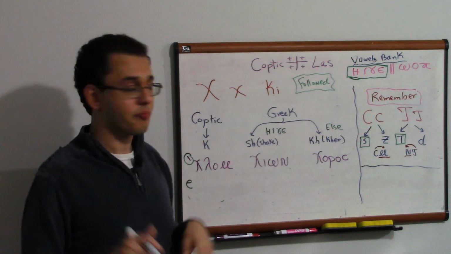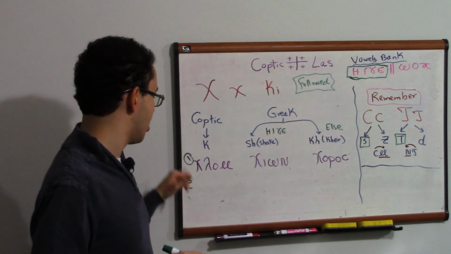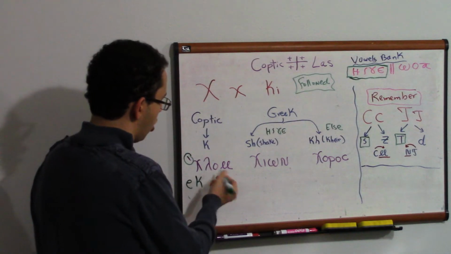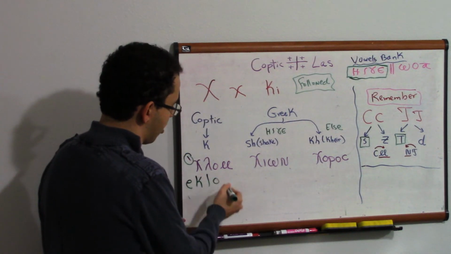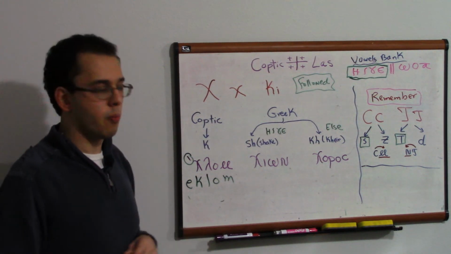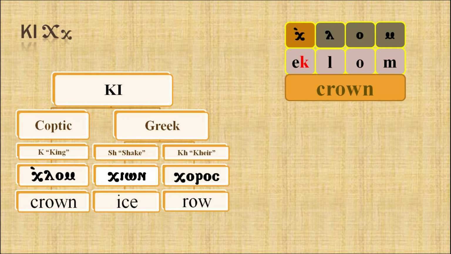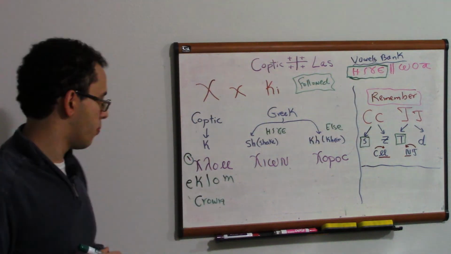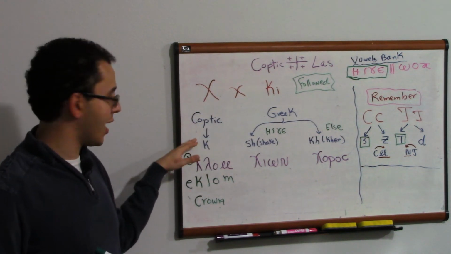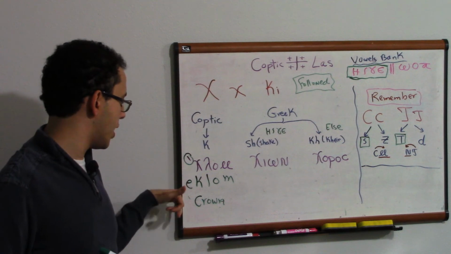For now, just know that this is a Coptic word, and therefore this ki would be a K sound. Okay, so we got the Jenkim as an E, we got the Ki as a K sound. Now Lolla, you know that as an L, Omicron is always an O, and Mi is always an M. You put the whole word together and you get Eklom. Eklom means crown.